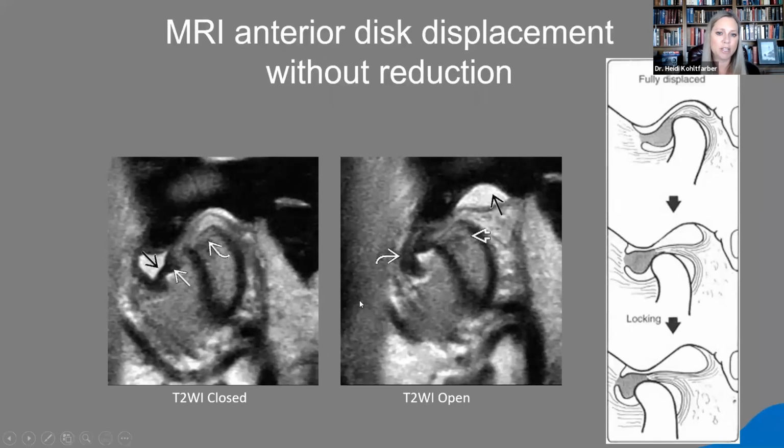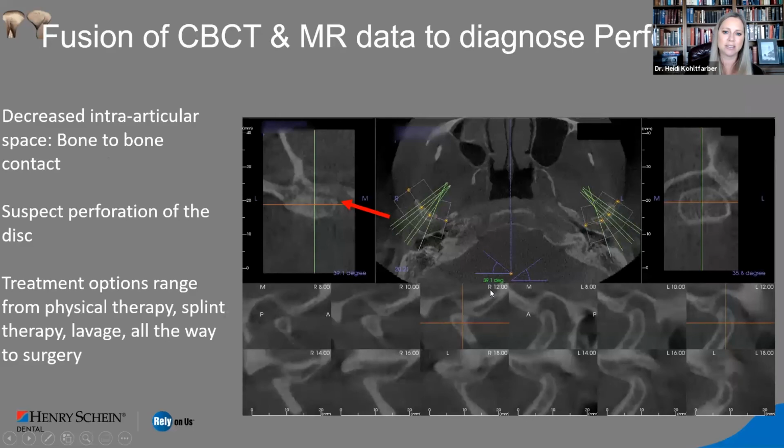We can have anterior displacement without reduction. In the closed position, we can see that we have our nice little, actually it looks like a wadded up disc, looks like a little gumball here. When we open, it does not improve, and so it never recaptures the disc. It just stays in front of it. We have limited range of motion with that patient case.